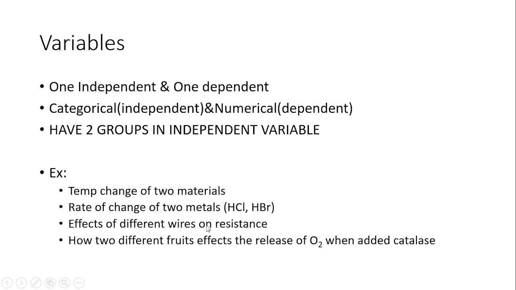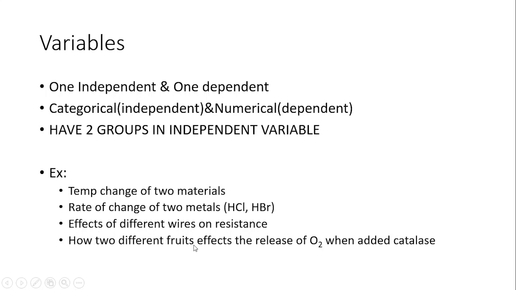Effects of different wires on resistance. I'm assuming that you're measuring resistance with a numerical value as your dependent variable, and the effects of different wires. So you have probably two wires. You need to have two wires or two thicknesses of wire. It doesn't matter. You have two thicknesses of the same wire or two different wires, and you would measure the resistance. In this case, you would need to do a t-test.